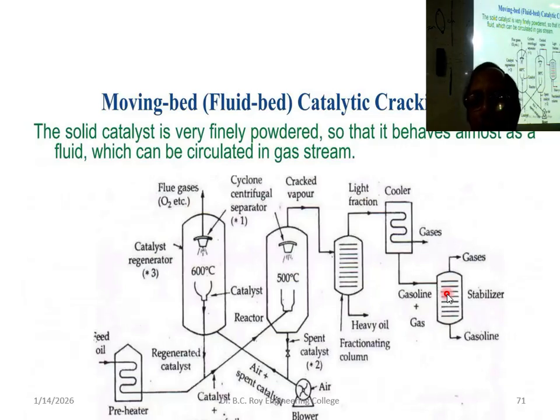Then, moving bed or fluid bed catalyst. I told you, fixed bed and moving bed. So, this is moving bed. I simplified it, but the actual situation is very complicated. The gas is coming in one direction and the particles of this catalyst are coming from the other direction. There is a counter current interaction, and by that interaction, cracking is going on.